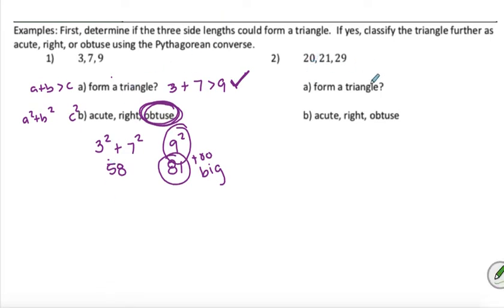On number 2, we'll check, does it form a triangle? We take the 2 smaller and make sure it's bigger than the third. 20 and 21 is 41, bigger than 29. So then we square each piece and compare it to the last piece. We want to know, is this too big, too small, or just right to this sum?